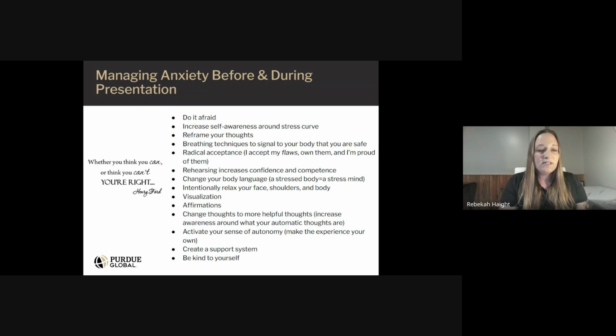Creating a support system is really helpful. Even though all of these things can be helpful, we are humans and we do get stuck in our own minds sometimes. So we do feel anxious, and sometimes we just need someone to lift us up, encourage us, or point out all the things that we have overcome, or just to give us that confidence boost.